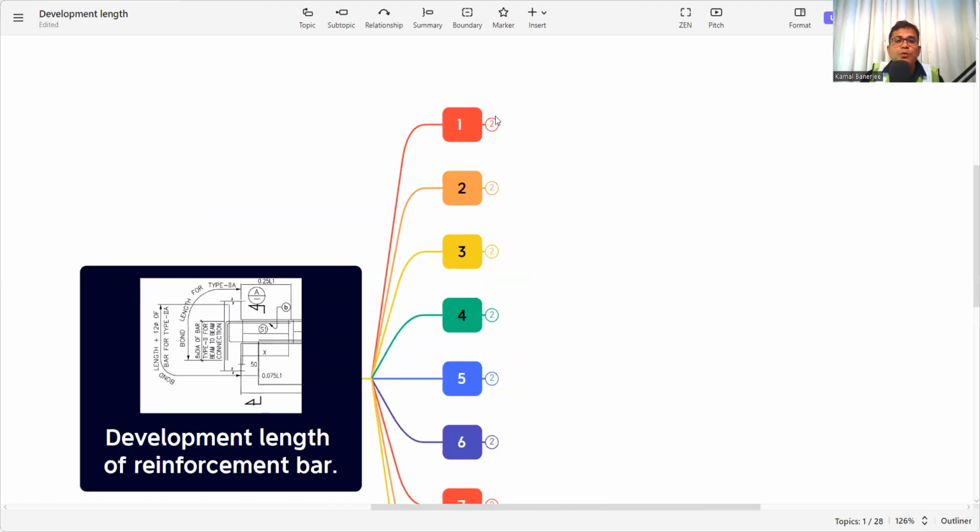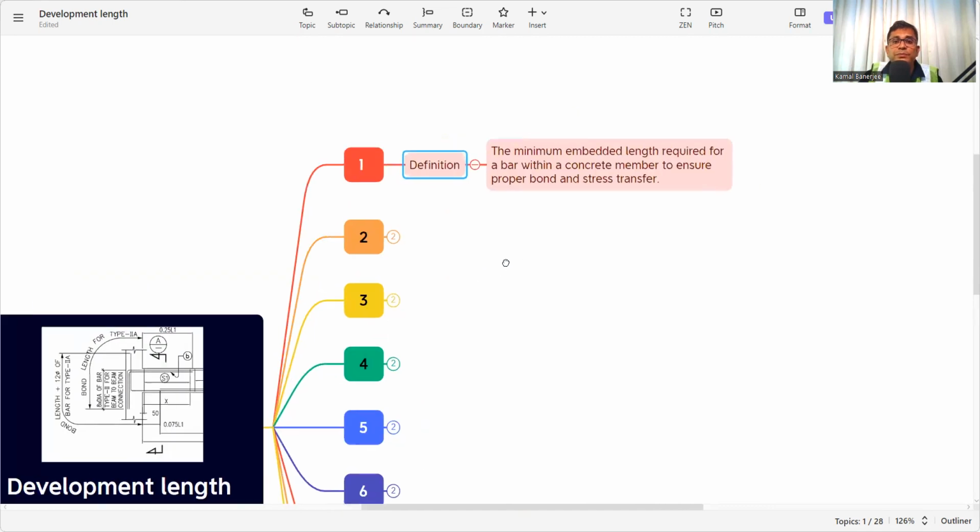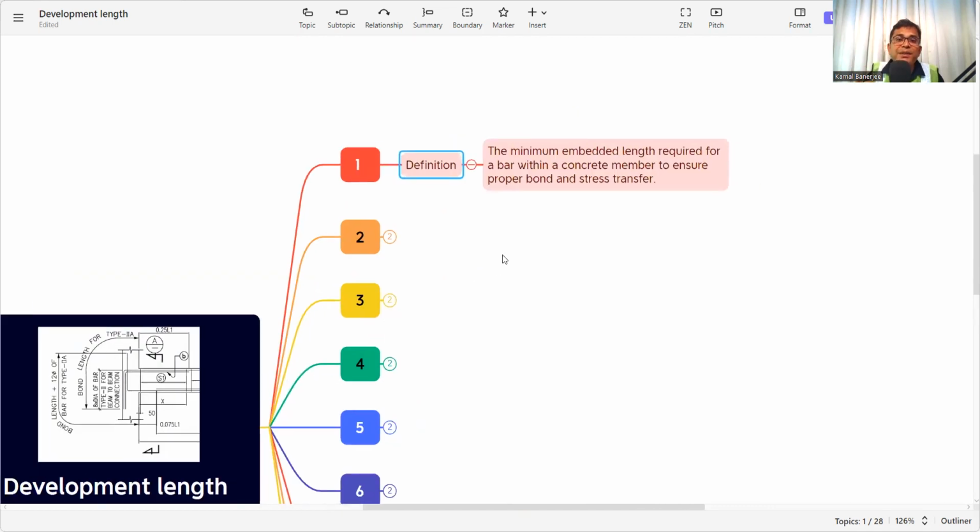So first, what is development length? See here in this picture, this is the beam column junction, and how you place the bar at the development length ensures the structural integrity of that beam column junction or the structure. But what is the definition of development length? The minimum embedded length required for a bar within a concrete member to ensure proper bond and stress transfer.